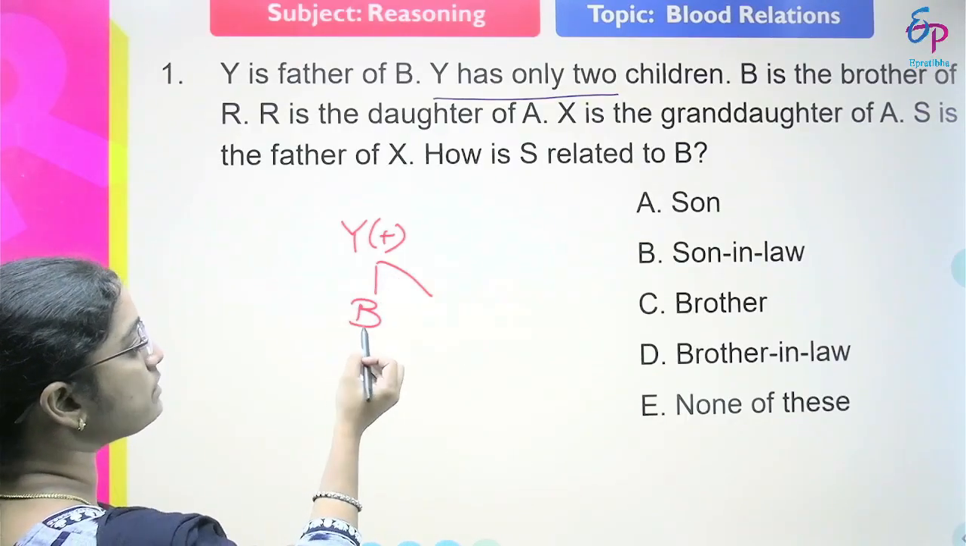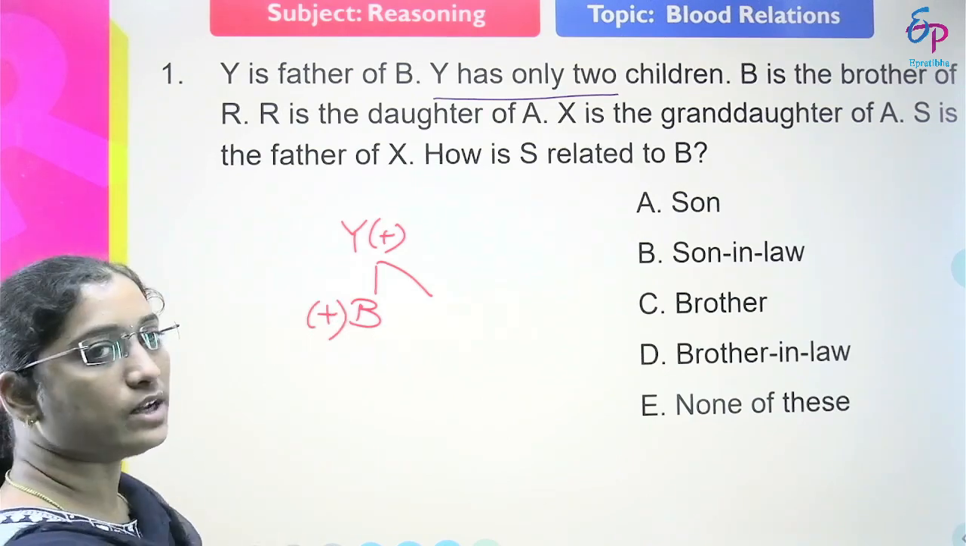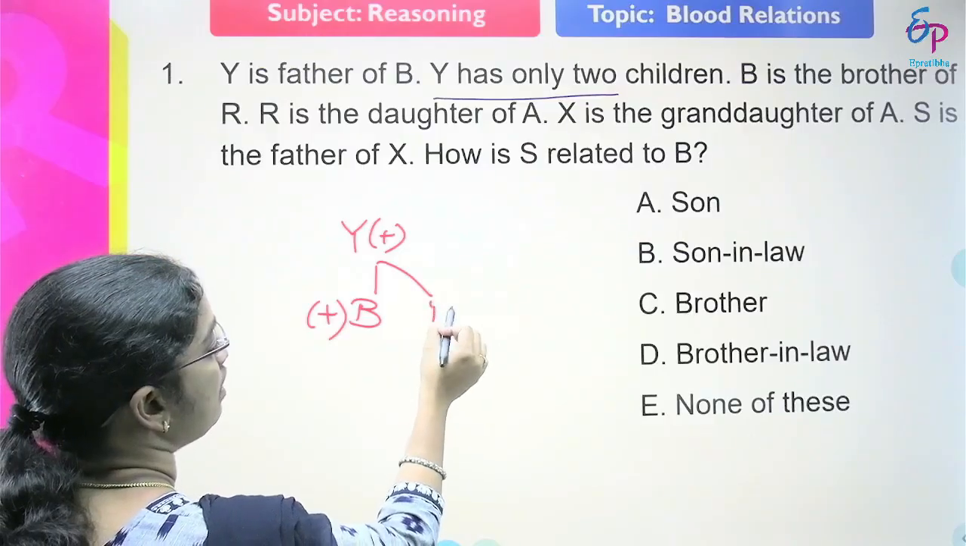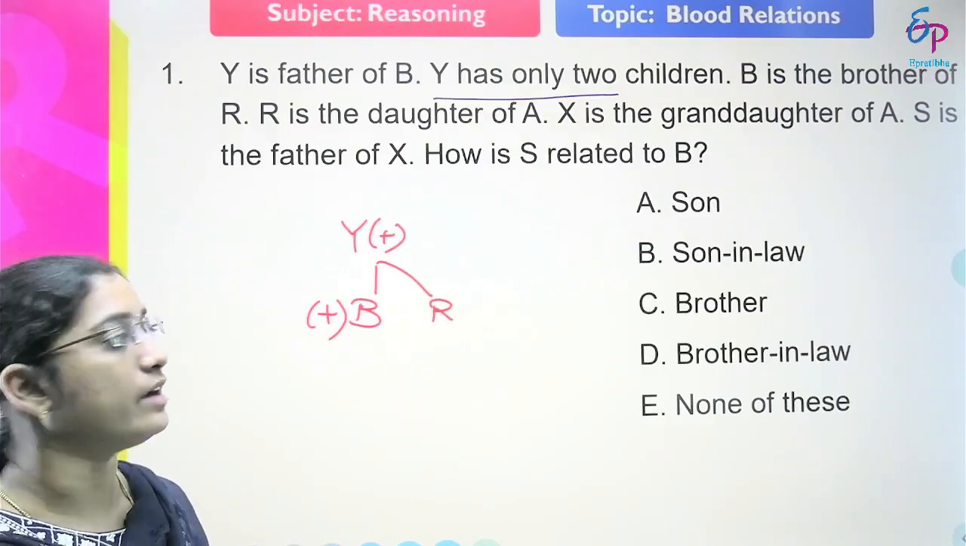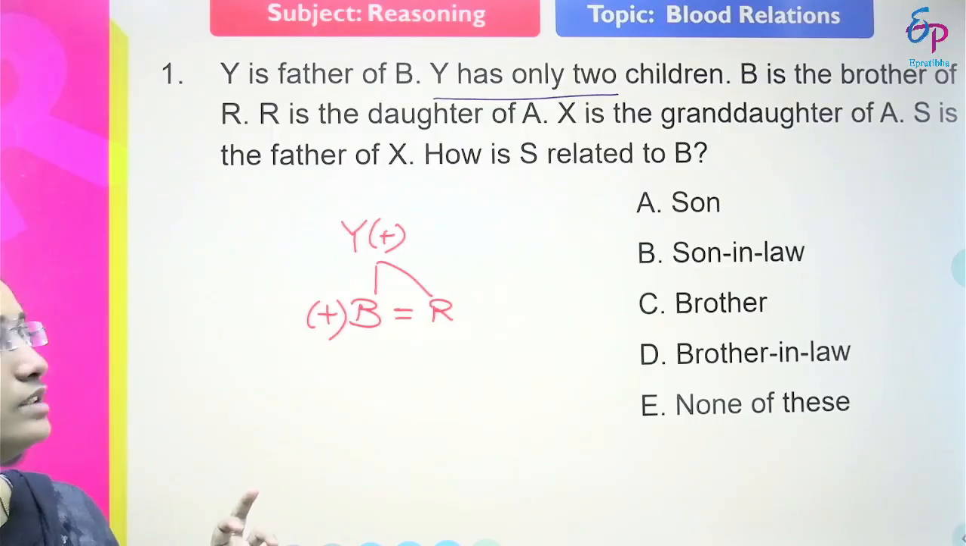Okay, person B is a brother. So B is brother means B's gender is plus, right? Brother means male person, so gender is plus. So B is the brother of R. So brother means a sibling, right? So sibling means these two persons are siblings, so definitely we need to indicate with an equal symbol.